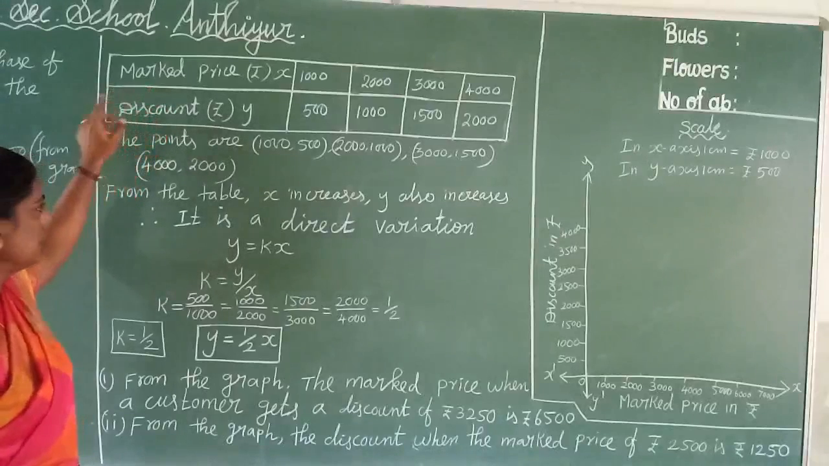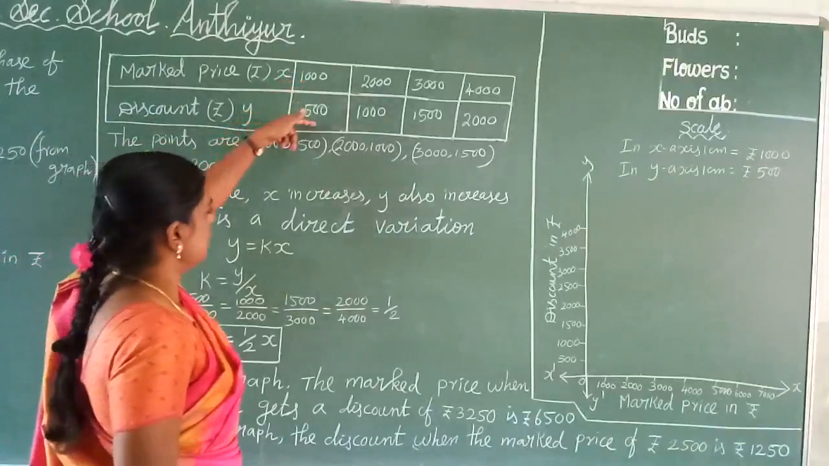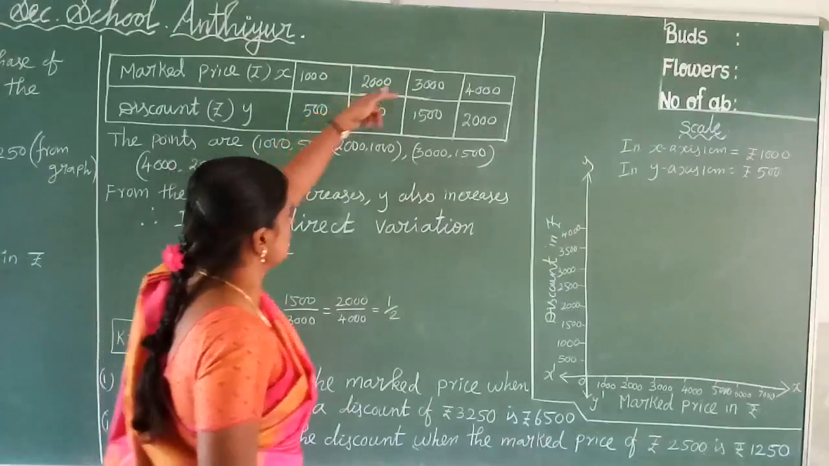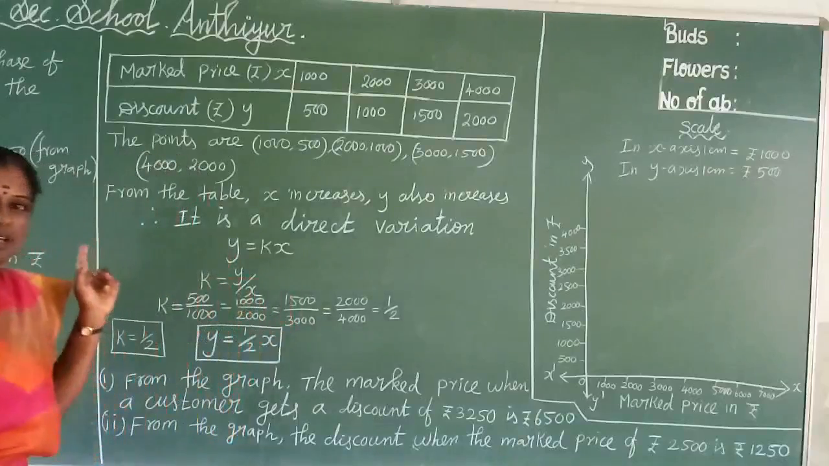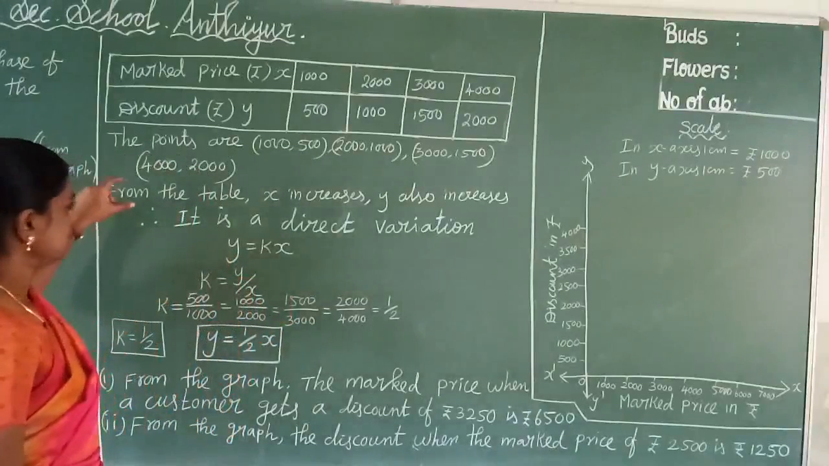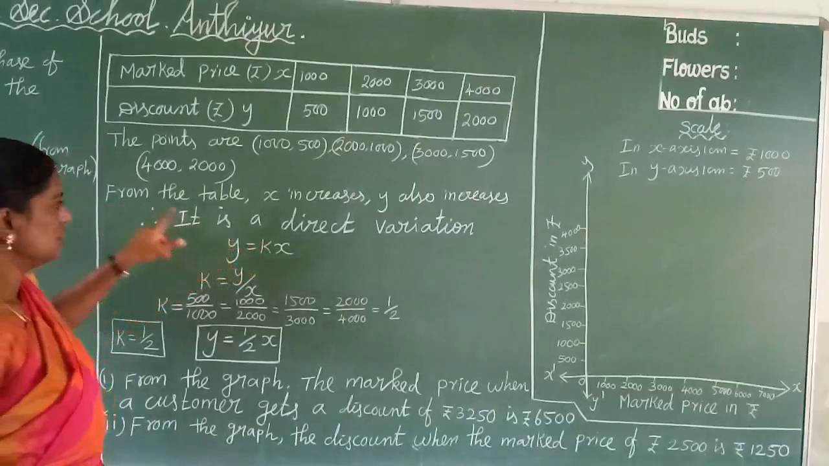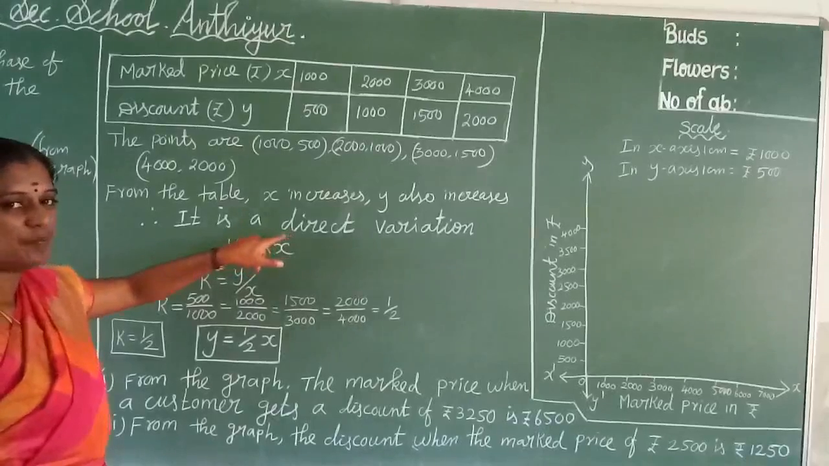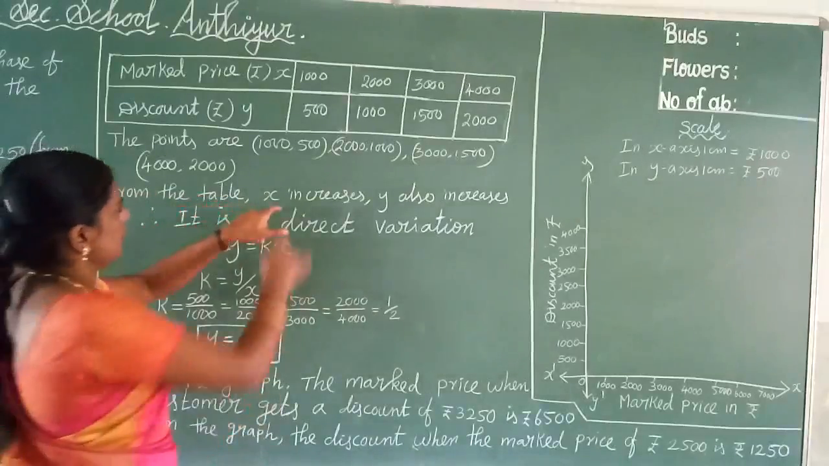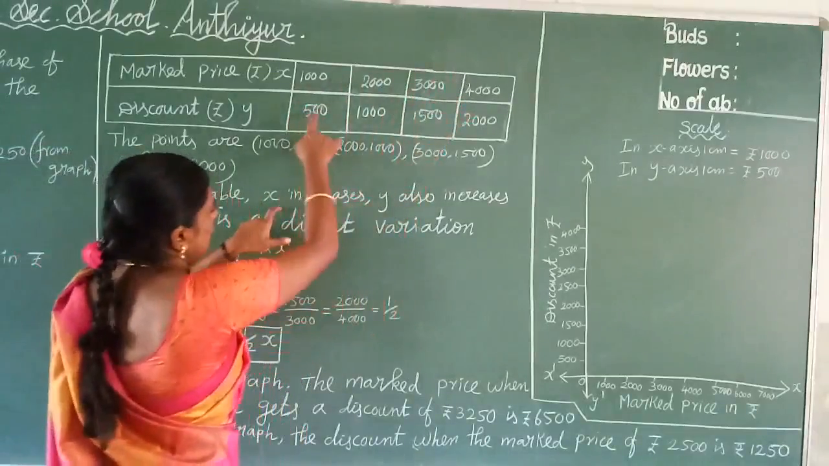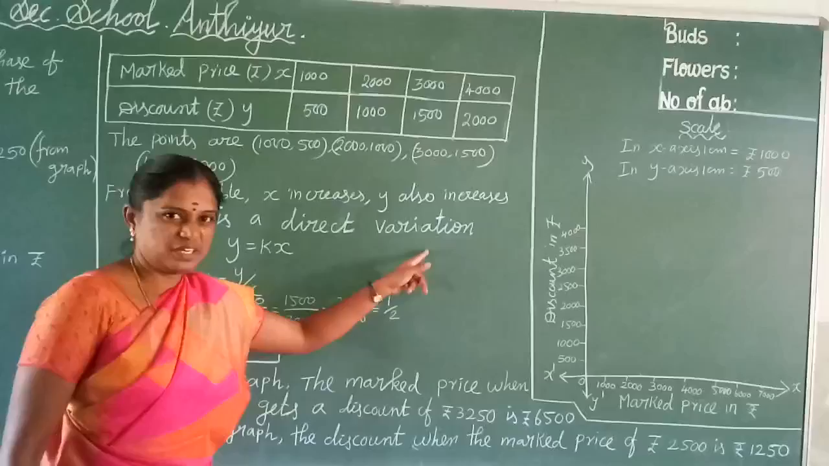First we create the tabular column. What is the second step? Write the points. The points are (1000, 500), (2000, 1000), (3000, 1500), (4000, 2000). First write the x value and then the y value. Next step, decide whether it is direct variation or indirect variation. Before that, we check whether x increases or decreases. From the table, the x value is increasing and the y value also increases. So it is a direct variation.